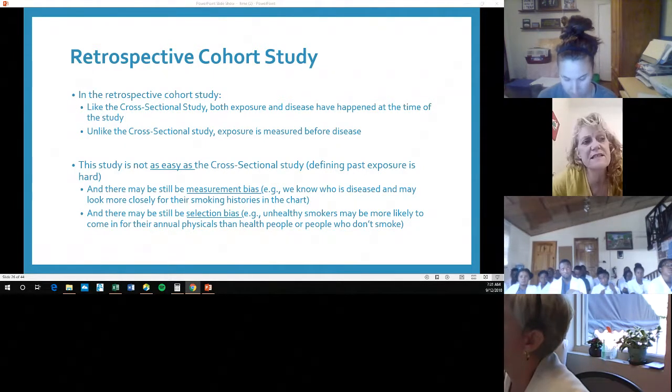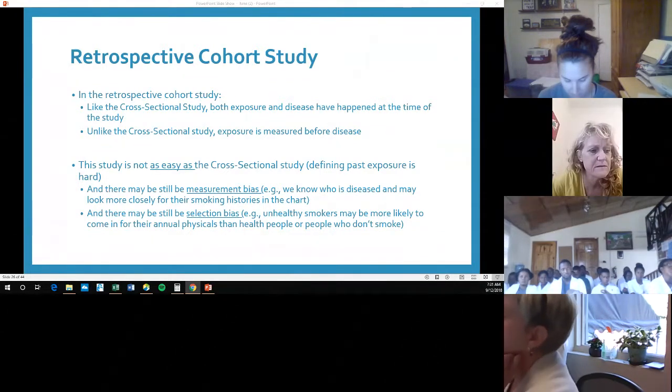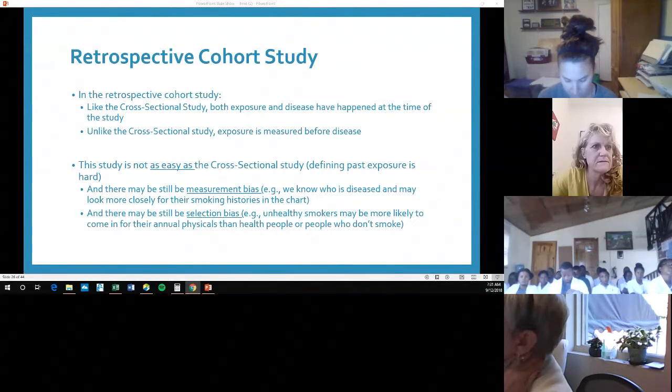Okay. This study design is not as easy as the cross-sectional design because defining and measuring past exposure is a little difficult.